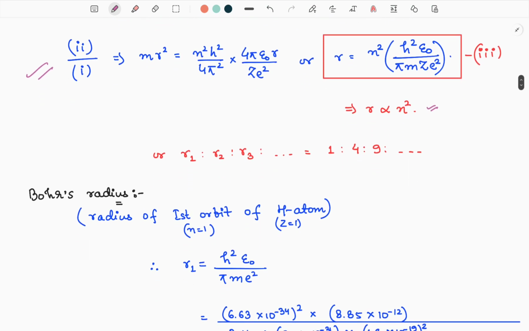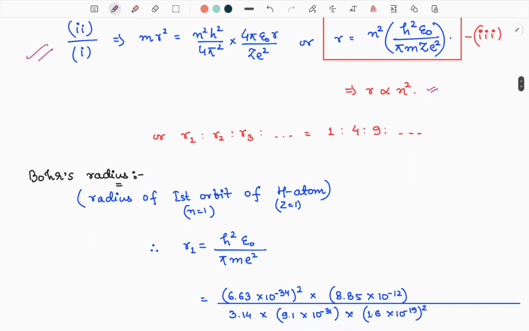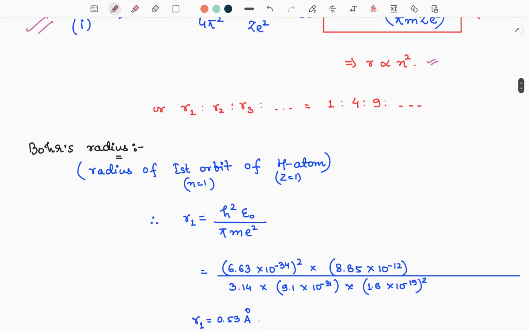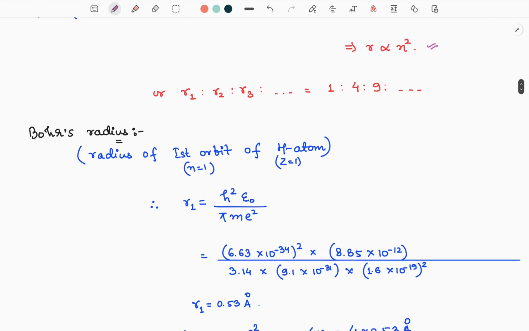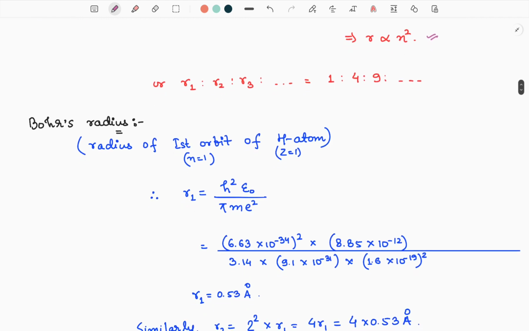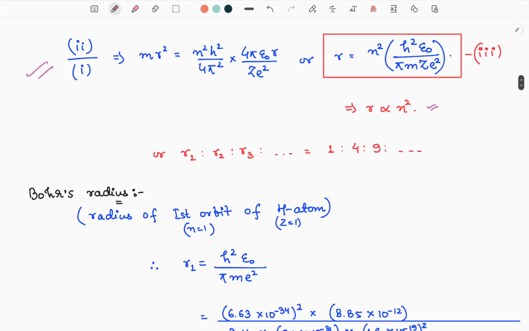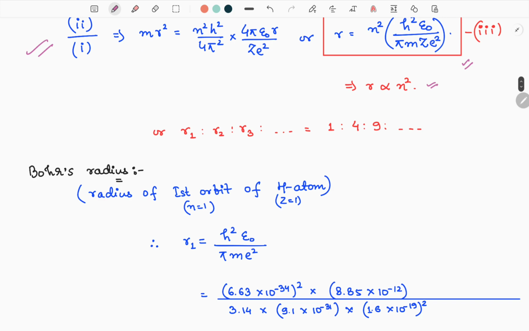Now let us derive an equation for Bohr's radius, the radius of the first orbit of hydrogen atom. So for the first orbit n is equal to 1, and for hydrogen atom z is equal to 1. So we put n is equal to 1 and z is equal to 1 in equation 3 here. So we will basically get r1 is equal to h square epsilon naught upon pi m e square.